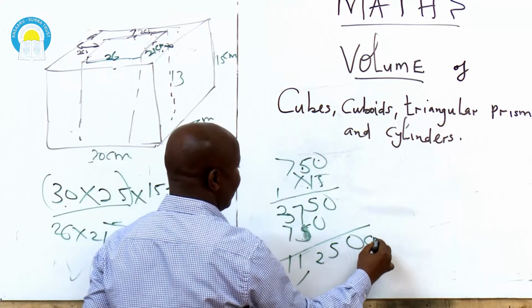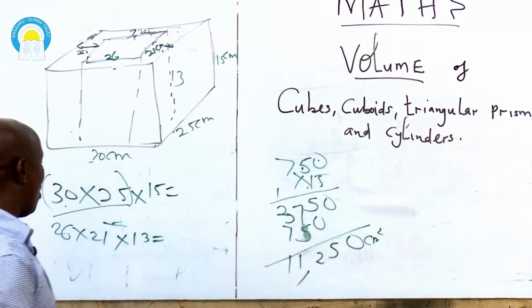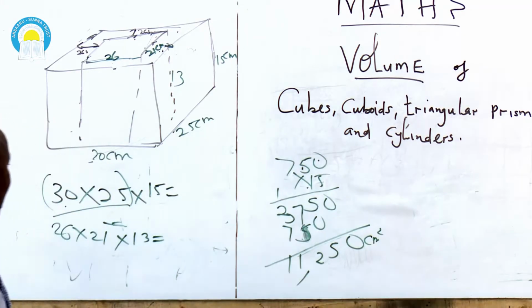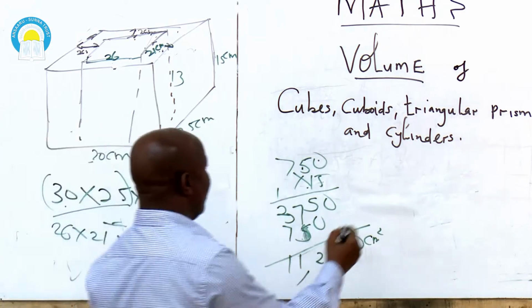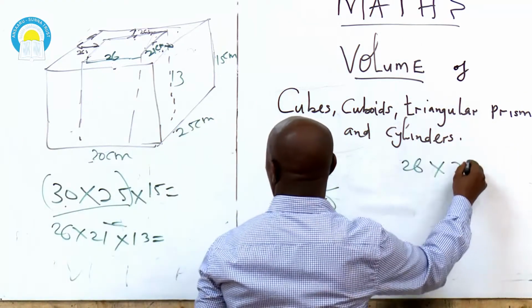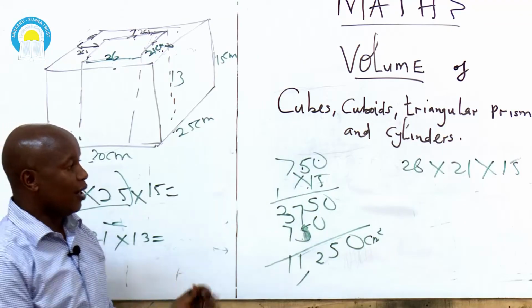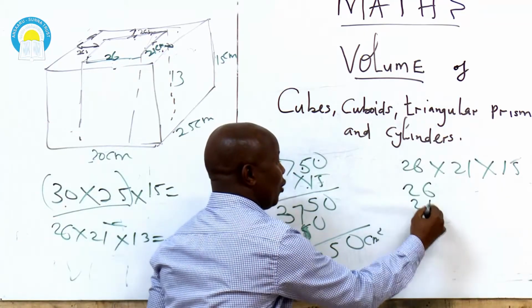You get 11,250 cubic centimeters. Take away now the volume of the hole, so that you get the volume of the remaining timber. Now the volume of the hole is 26 multiplied by 21 multiplied by 15. In our case now, we have 26 multiplied by 21.